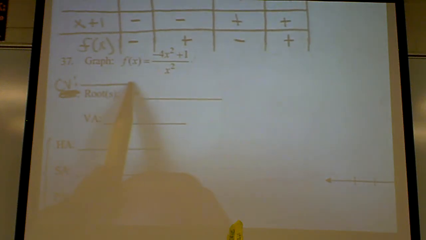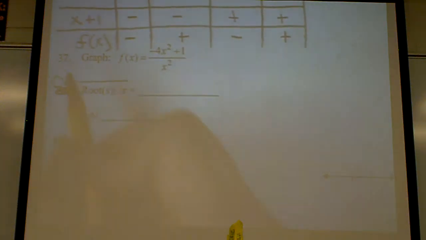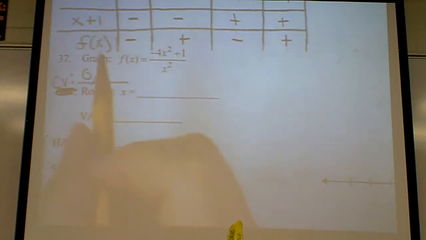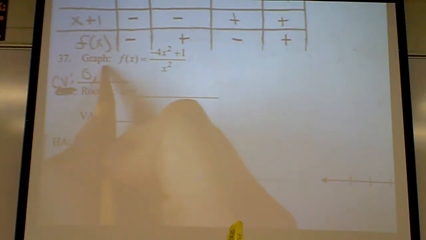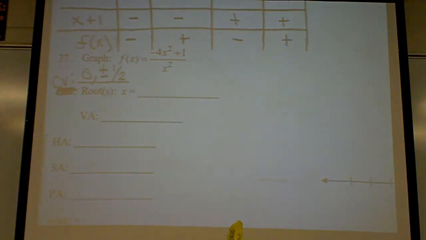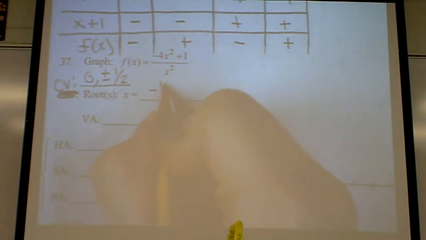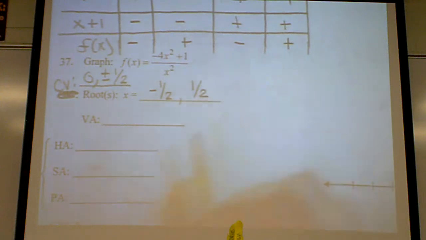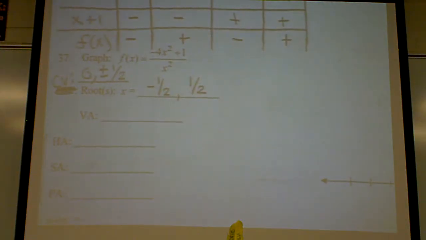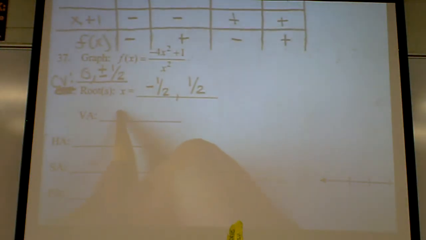Zero and then plus or minus half. Plus or minus 1/2. So which one is my root? I have a negative 1/2 and a positive 1/2. My vertical asymptote is at x equals 0.